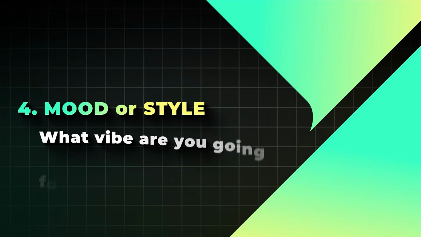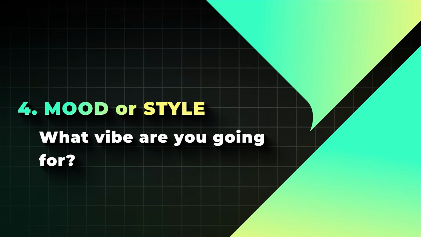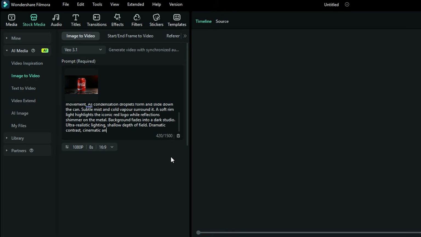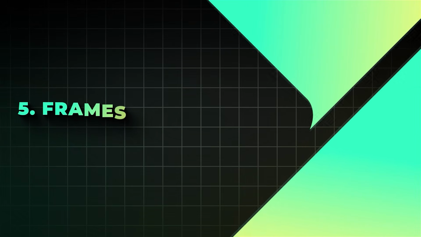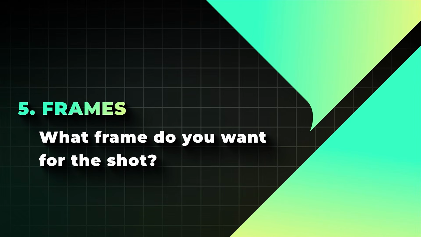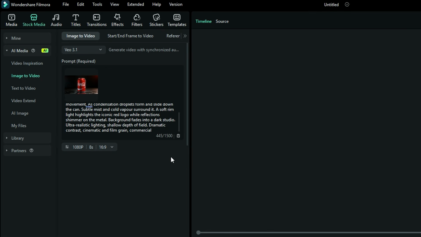4. Mood or style. What vibe are you going for? Dramatic contrast, cinematic and film grain. 5. Frames. What frame rate do you want for the shot? Commercial advertisement style, 24 frames per second.